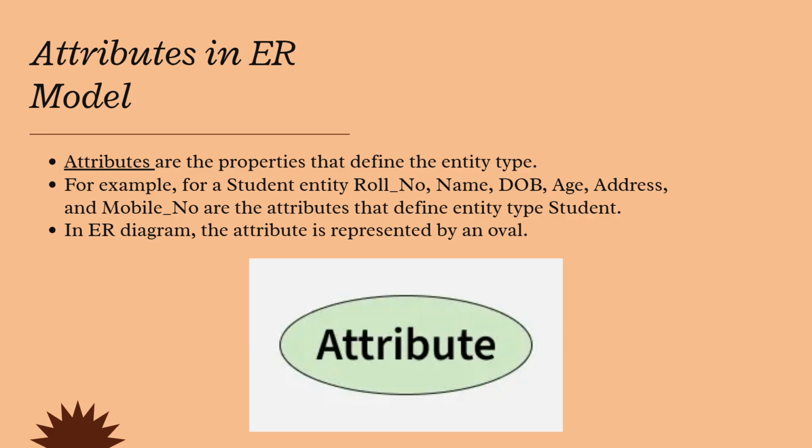Attributes in ER model. Attributes are basically the properties or characteristics of an entity. For example, let us consider a student entity. The student may have various attributes like roll number, name, date of birth, age, and mobile number. These are known as attributes. In an ER diagram, these attributes are represented by an oval shape.